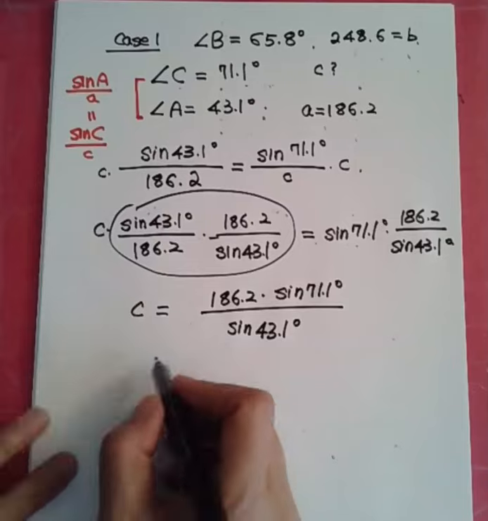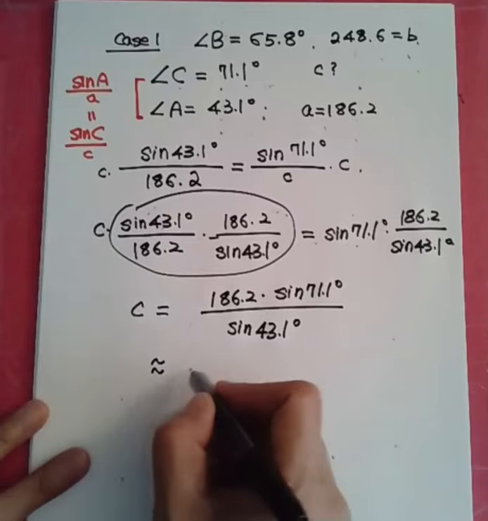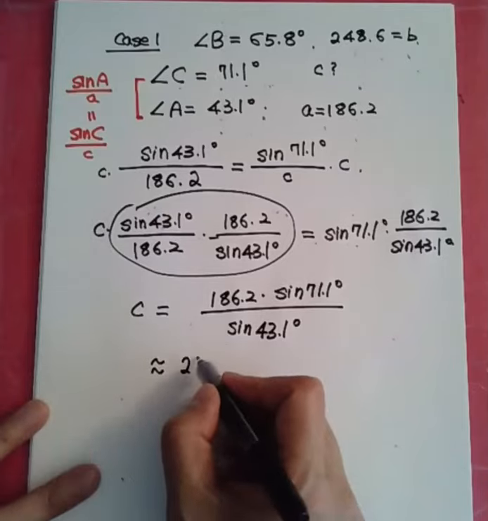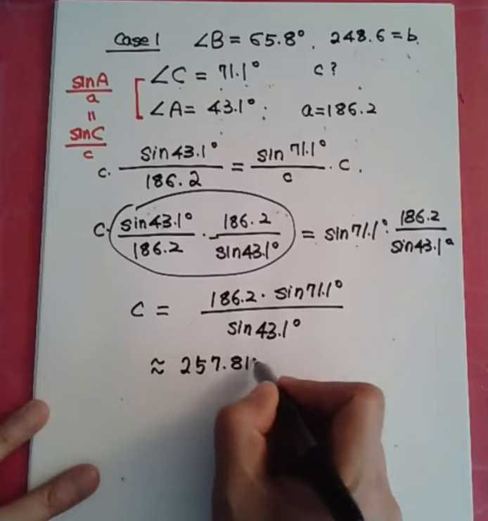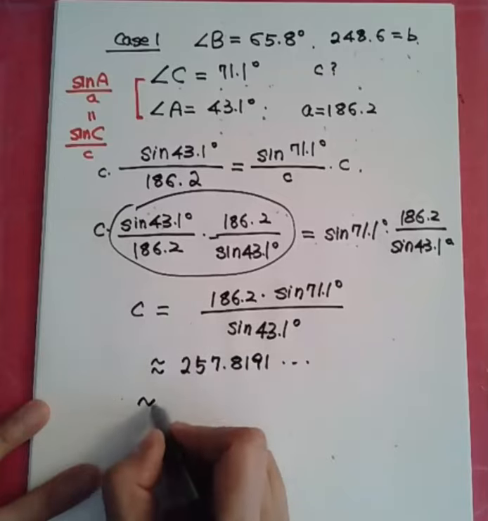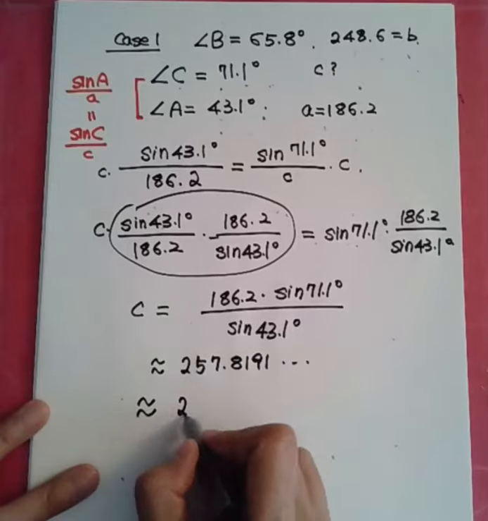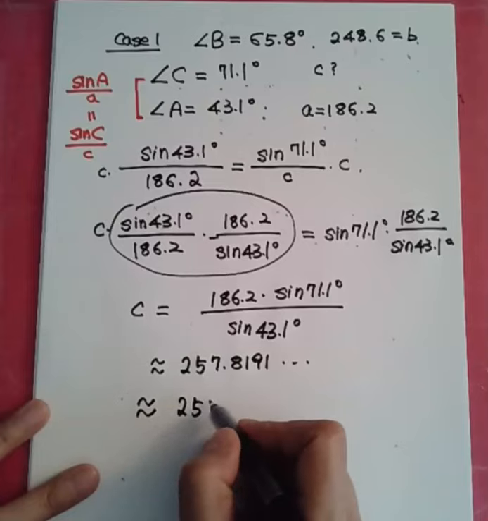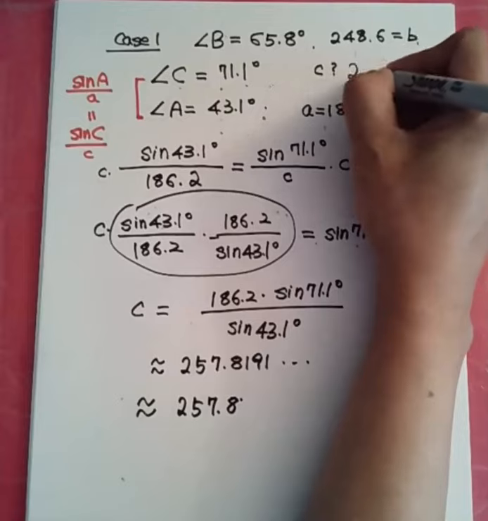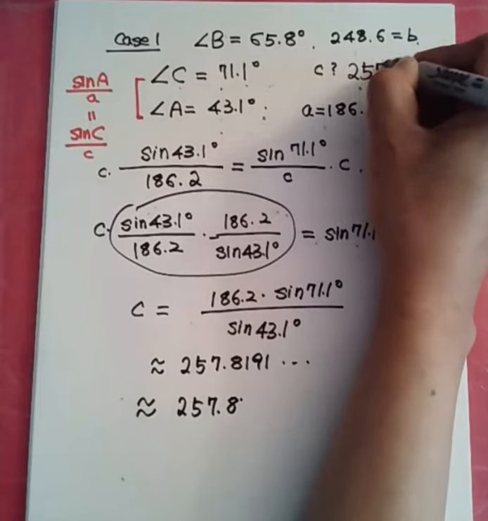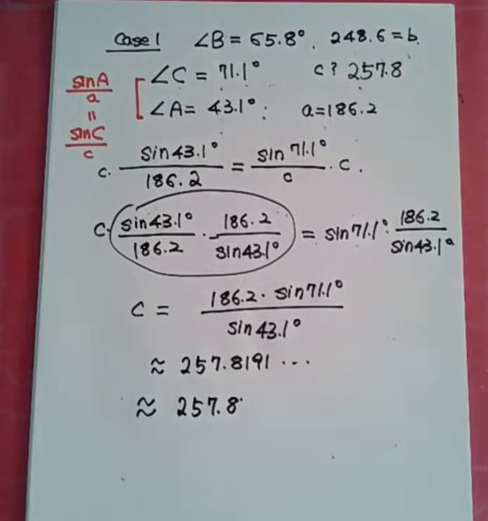You will use your calculator, then C will be approximately 257.8191 and so on. We approximate to one decimal place, so we get 257.8. So the missing side length C is obtained, that is 257.8. So we solved the triangle for one of the cases.